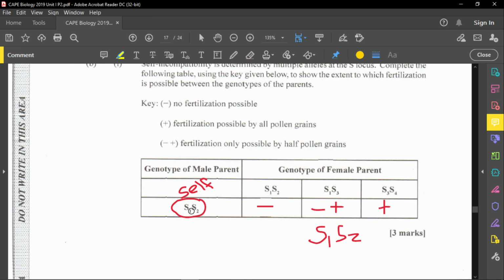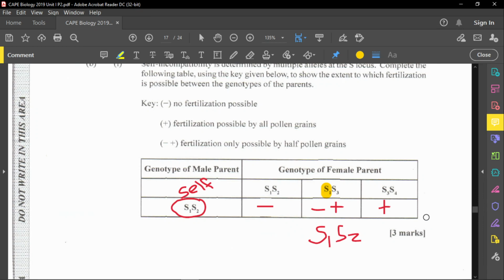Anything that is the same as the self, let's call it the self, the male gamete, cannot be pollinated because it is incompatible. So S1 and S2 incompatible to S1 and S2. So no pollination takes place here. S1 and S3 is only half incompatible, which is S1. Only half of it is incompatible. So this is incompatible, S1. But S3 is not incompatible. So therefore it can be fertilized by one of these, right? S3 and S4, total pollination because it is totally compatible. All right? And so I hope you get that.